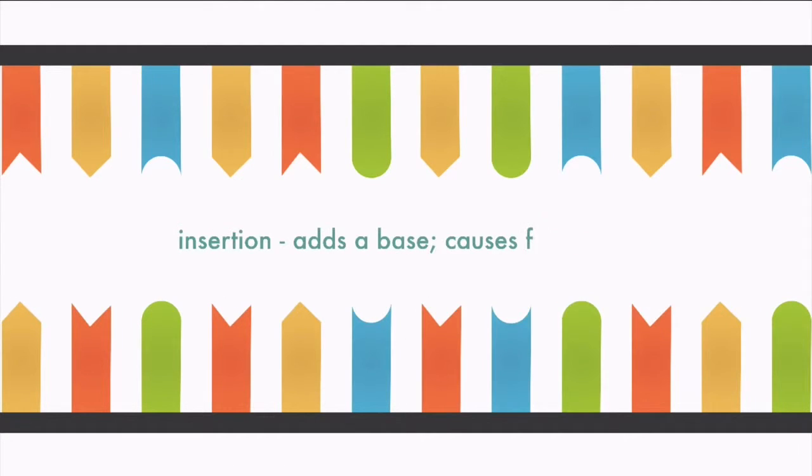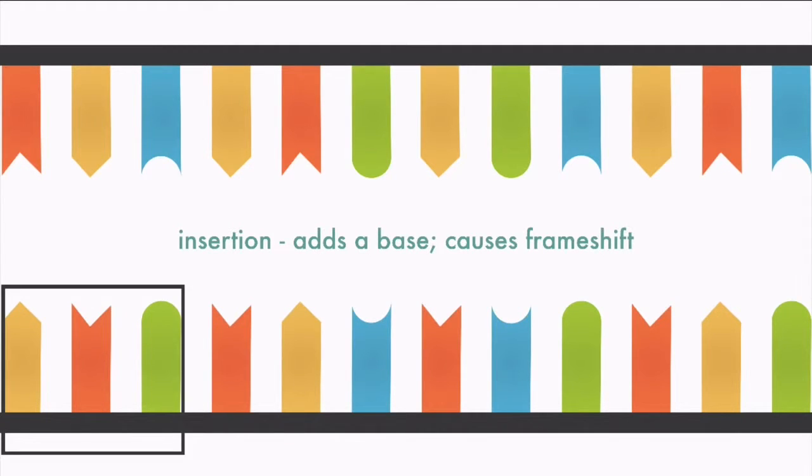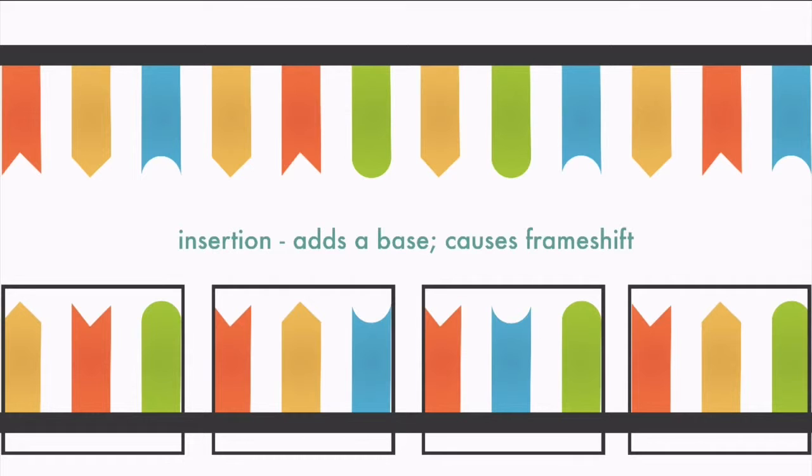An insertion adds a base, but also causes a frame shift, which changes every amino acid after the mutation. Originally, the codons would be formed in this pattern. But after the insertion, the amino acid sequence will change because the bases shift by one. Again, the resulting protein will likely be non-functional.